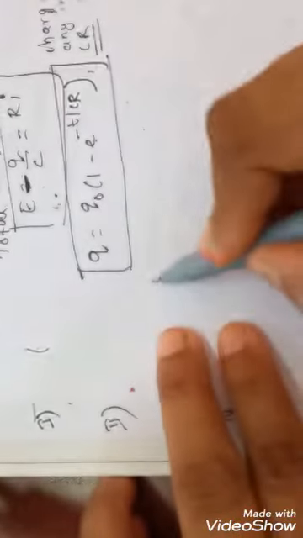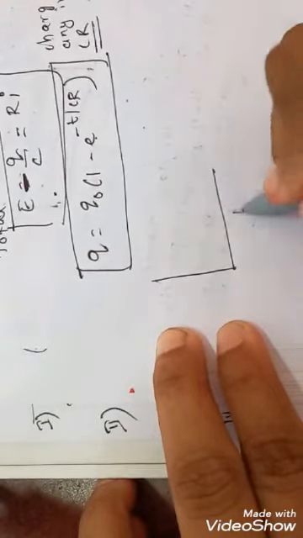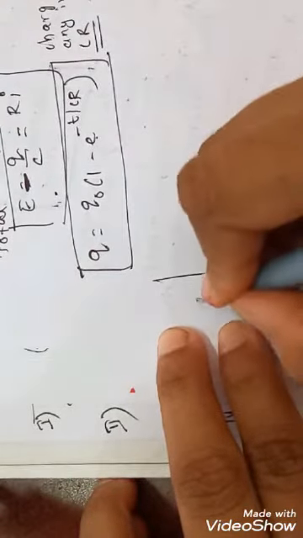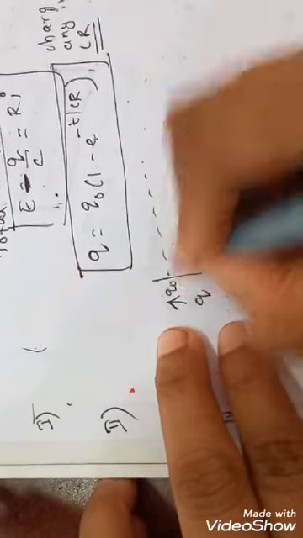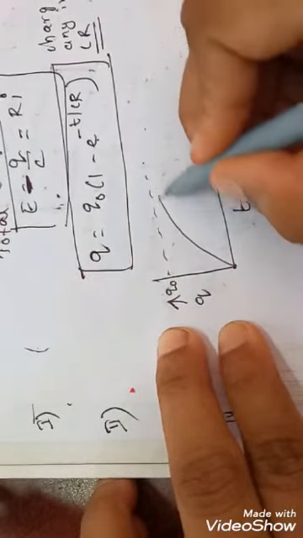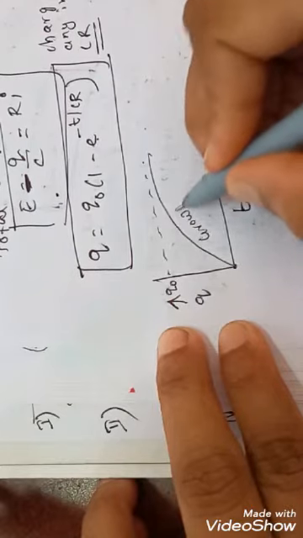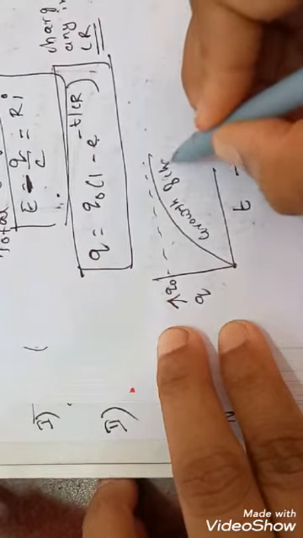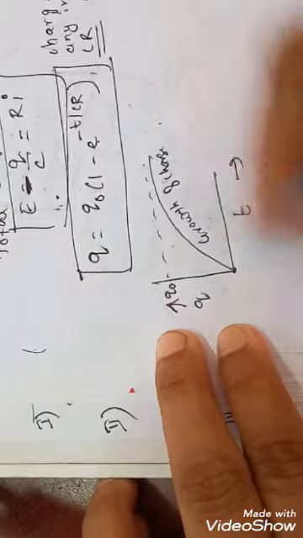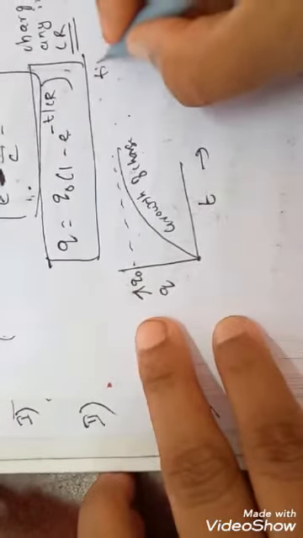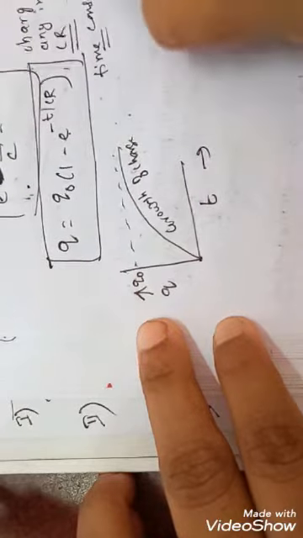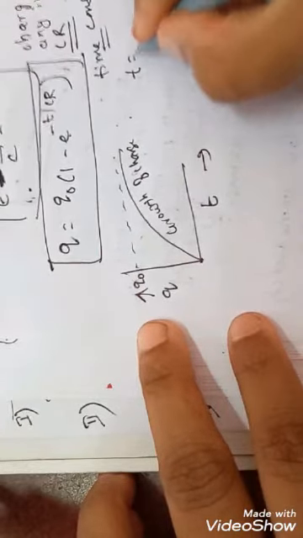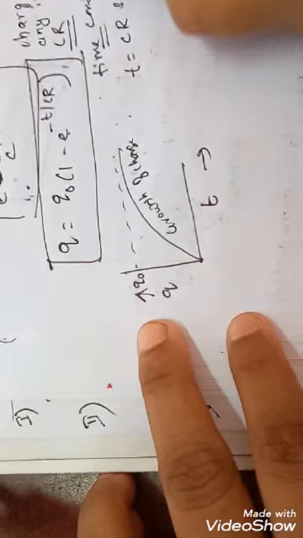Now let us see the growth of charge. Time on the x-axis, charge on the y-axis. If this is the maximum charge, this will be the growth of charge. Let us define the time constant. Time constant during growth: now let us put t equal to CR seconds.